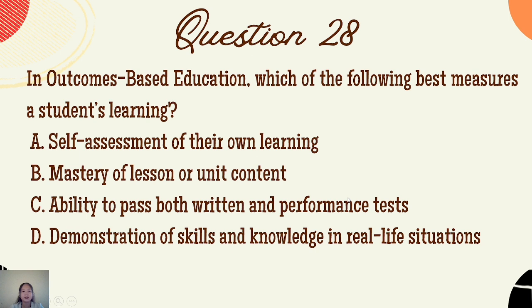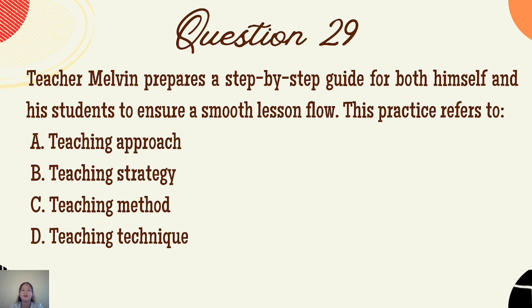Now let's proceed to question number 28. In outcomes-based education, which of the following best measures a student's learning? The correct answer is letter D. Demonstration of skills and knowledge in real-life situation. So outcomes-based education, or OBE, focuses on the practical application of knowledge and skills rather than just memorization or test performance.